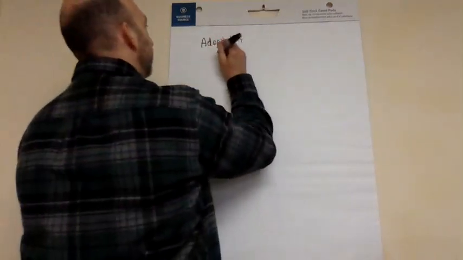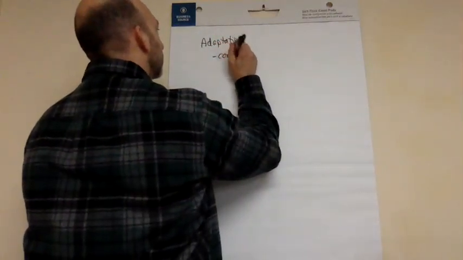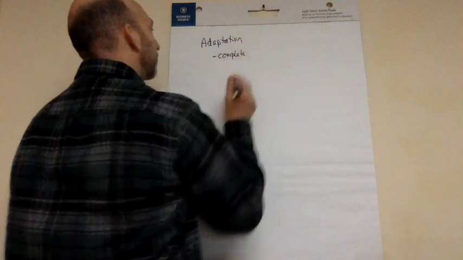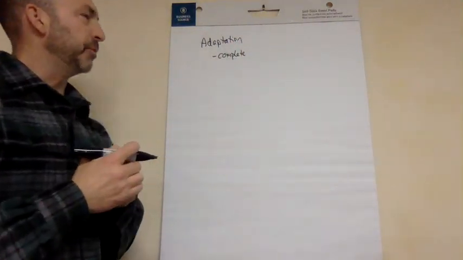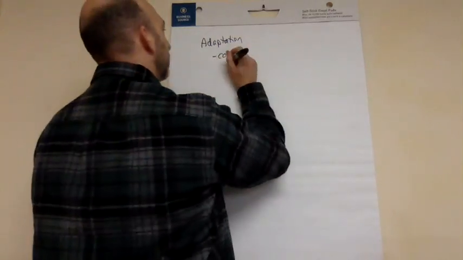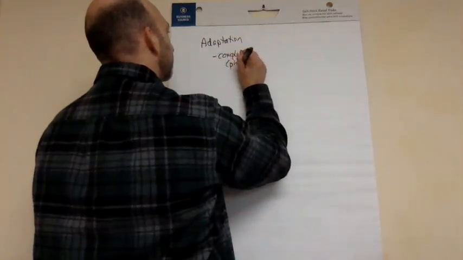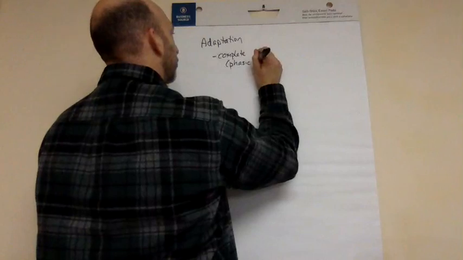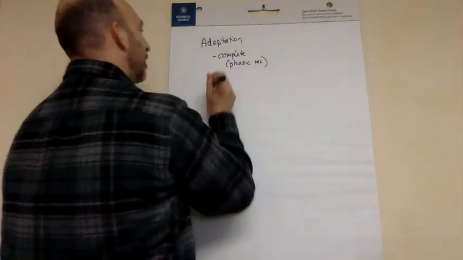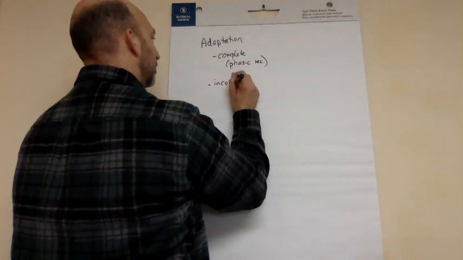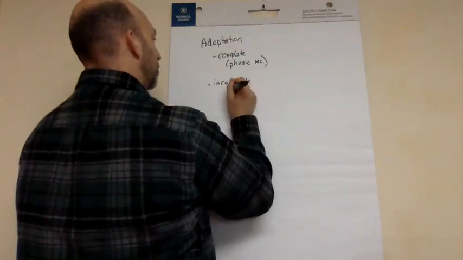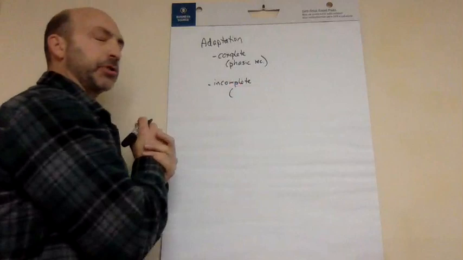And that adaptation can be complete. I'll explain the complete in a second. If that adaptation is complete, the receptors are called phasic. Or it can be incomplete, in which case the receptors are called tonic.